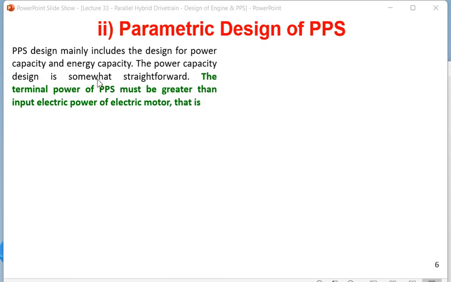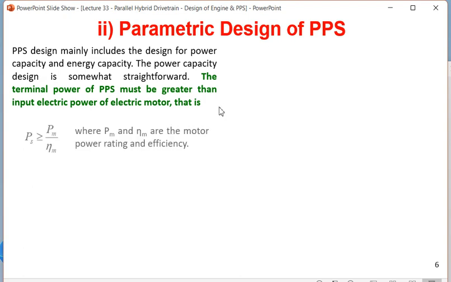And what is the definition of power? It is energy by time. So power capacity design is somewhat straightforward. It is comparatively easier. The terminal power of the PPS must be greater than the input electric power of the electric motor. So the PPS must serve power which is greater than the load power. Load power means whatever is asked by the driver or by the vehicle from the source. So the terminal power of the PPS, that means the deliverable power, must be greater than the input electric power to the electric motor. It happens automatically because the electric motor is the point at which the demand is placed by the vehicle.